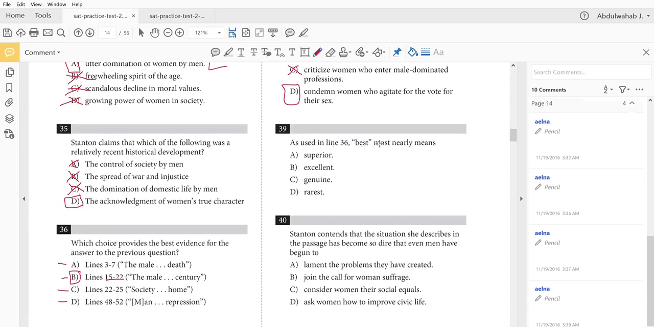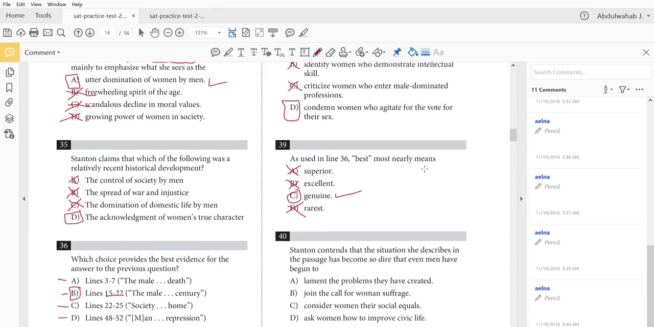As used in line 36, best most nearly means superior. Not exactly. It's not used in this meaning. Excellent is like superior, so they're both cancelled for the same reason. Genuine. Genuine means true. Rarest, not actually. So our best answer is genuine, because we're not talking about something which is rare. We're talking about something which is true or original or actual or real.